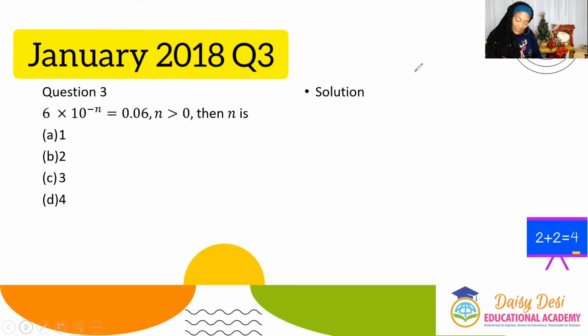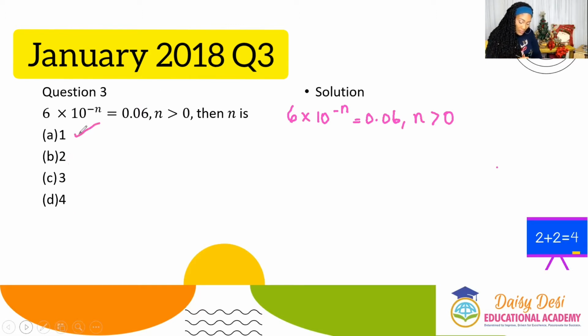So here goes. We have 6 multiplied by 10 to the power of negative n is equal to 0.06. They told us that n is greater than 0, and n could either be 1, 2, 3, or 4. What can we do? Simply, you plug in 1, 2, 3, 4, and whichever one you plug in as n gives you 0.06 as the answer. Okay? So let us do that.